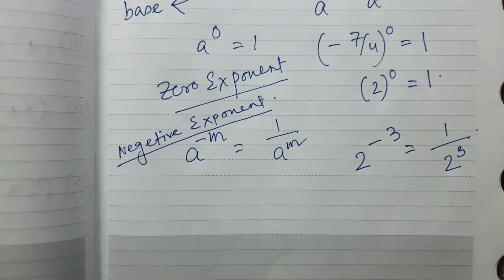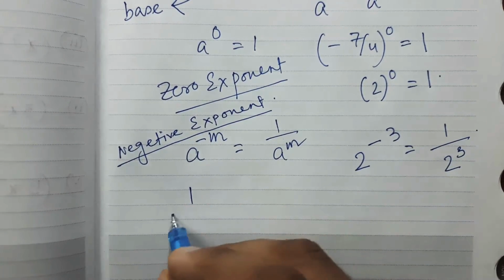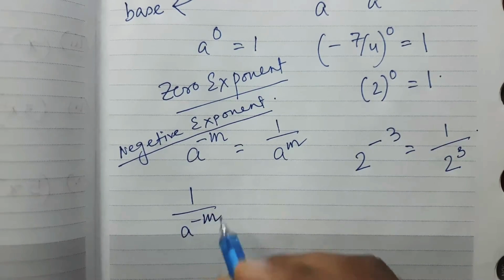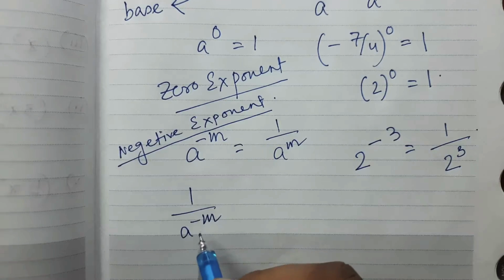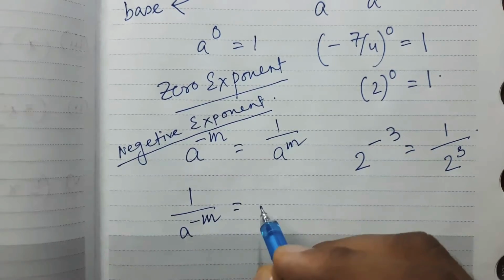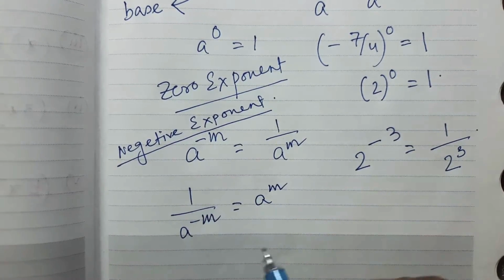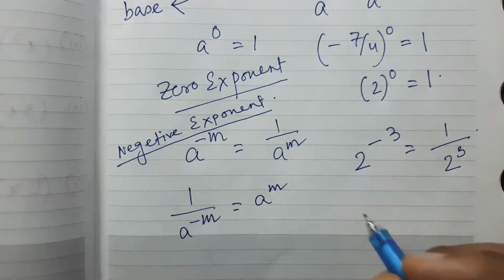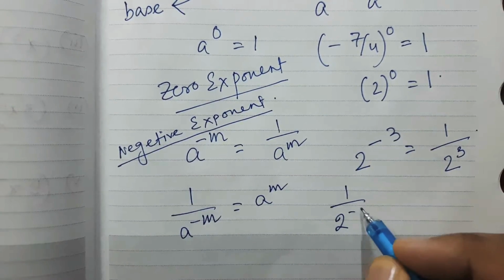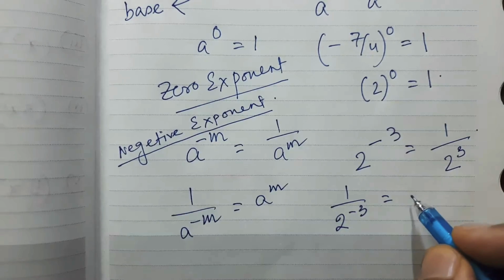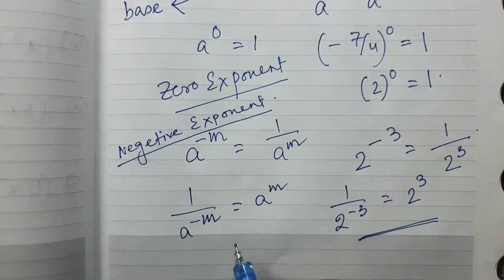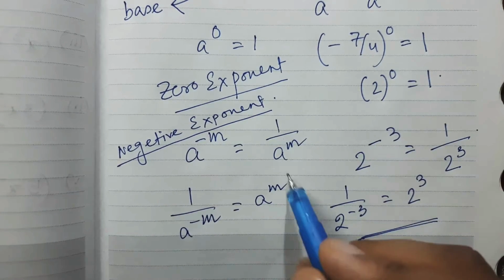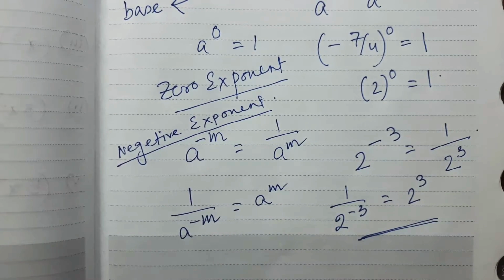Now if the negative exponent is present in the denominator, that means 1 by a to the power minus m, see here, minus m is present in the denominator, then we will directly write a to the power m. For example, 1 by 2 to the power minus 3, then we will directly write 2 power 3. So this last formula will be very useful when you solve the problems.